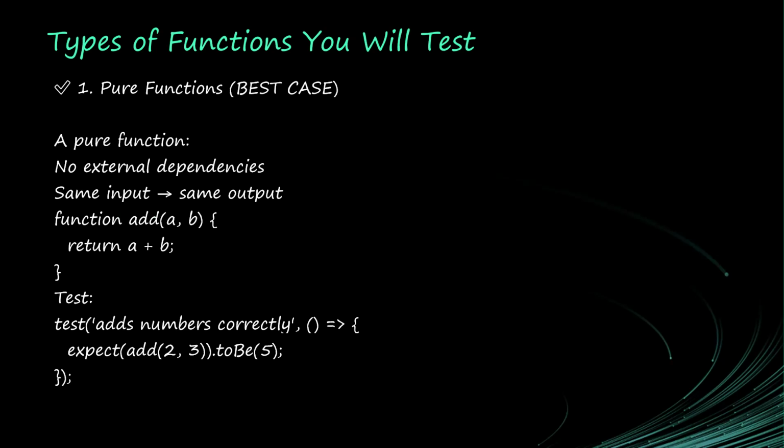Okay, testing functions. So when you write this, we are expecting it to be 5. We give it 2 and 3, it will always be 5. So this is a testable pure function, and this is the best case. Of all the types of functions we test, this is the best case. It is very simple. Design your functions to be very simple, pure functions, with no external dependencies. Same inputs will get the same output. These are easy to test and they are ideal. Pure functions are the best case.